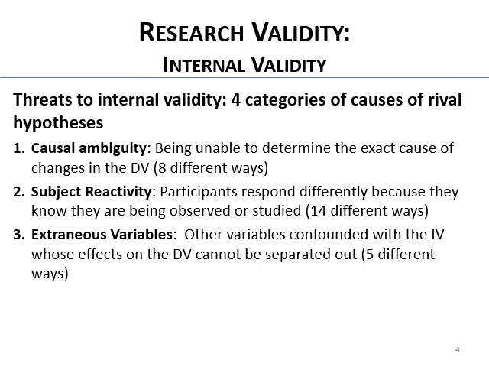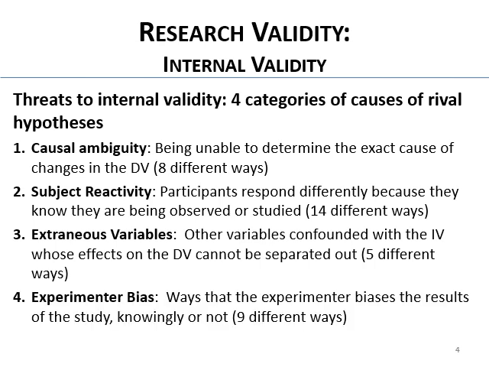Then there's extraneous variables. So these are all the other outside factors that are somehow confounded with the independent variable, and therefore whose effects can't be removed from the independent variable when you see changes in the dependent variable, and there are 5 of those. And finally, we're going to talk about experimenter bias. So these are ways that, knowingly or not, the researcher or experimenter can alter the findings of their study, and there are 9 different ways that that occurs. So let's hit this.